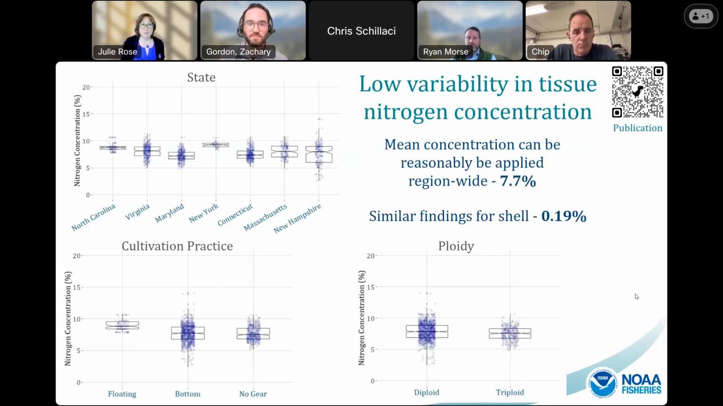What we did see was consistent with what the Chesapeake Bay expert panel reported. There's low variability across our data set in terms of both tissue and shell nitrogen concentration. And I have the data plotted here.